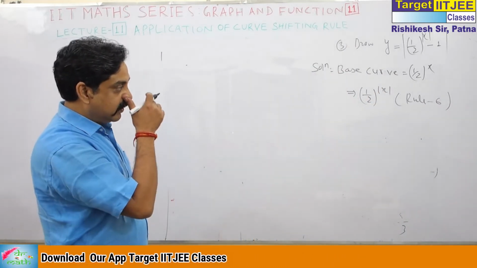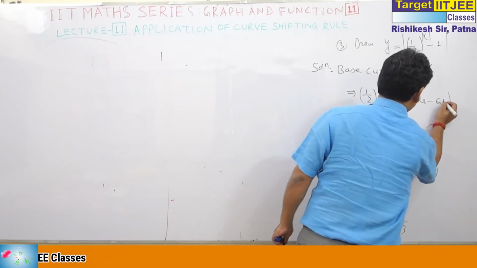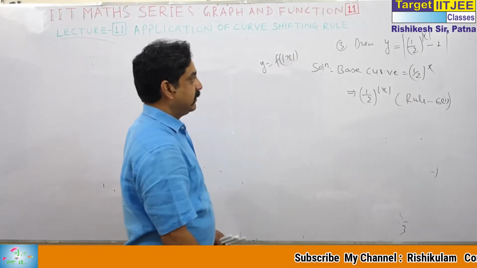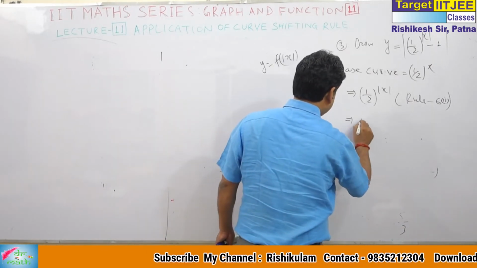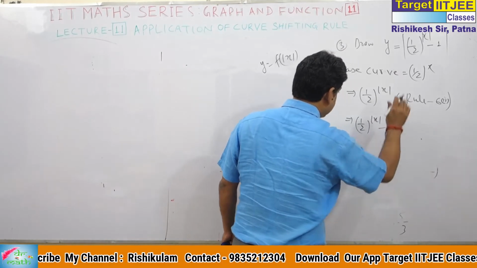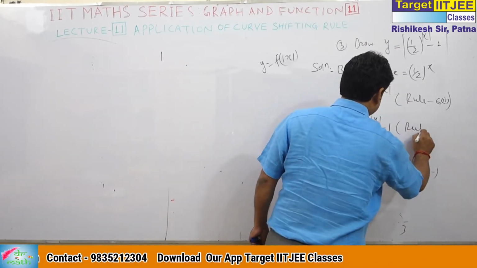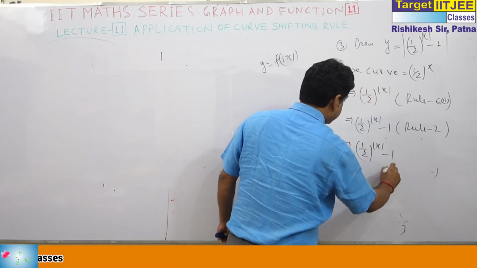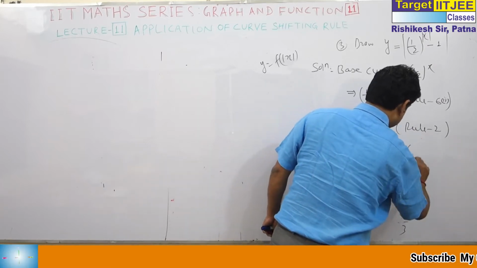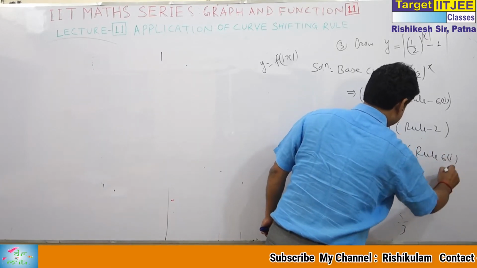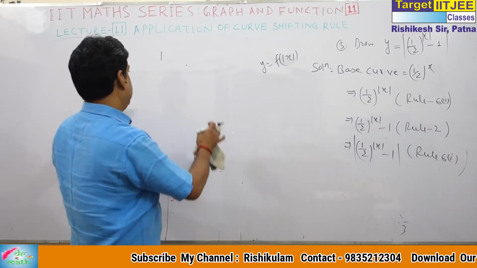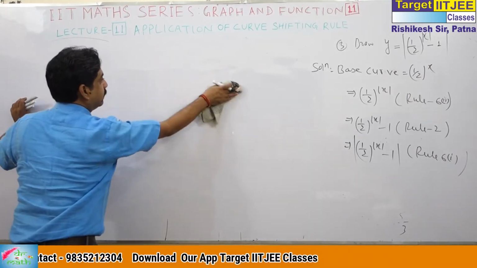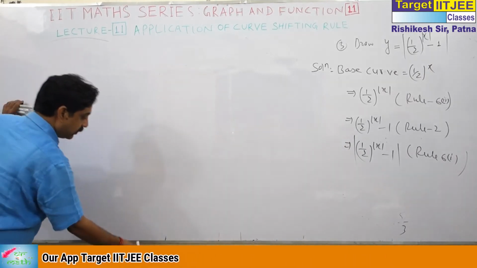Rule 6, 2. Take the modulus of x only. This rule, f of |x|. Now, after that what do we do? 1 by 2 to the power |x| minus 1. 1 unit downward. By what? You can say rule 2. After that what do we do? Modulus of this completes. This is what? You can say rule 6, 1. The number is not important. Rules are important. So how do we do it? Let me do it.